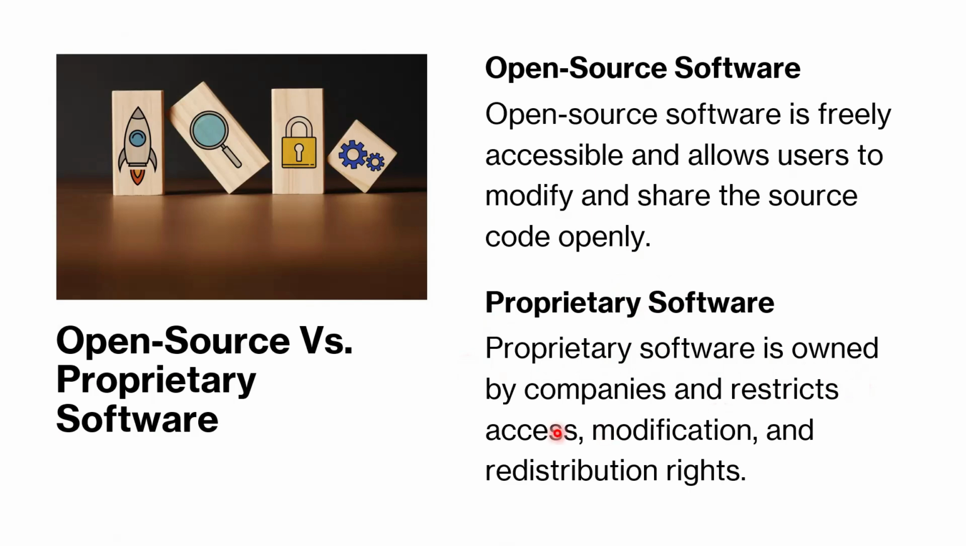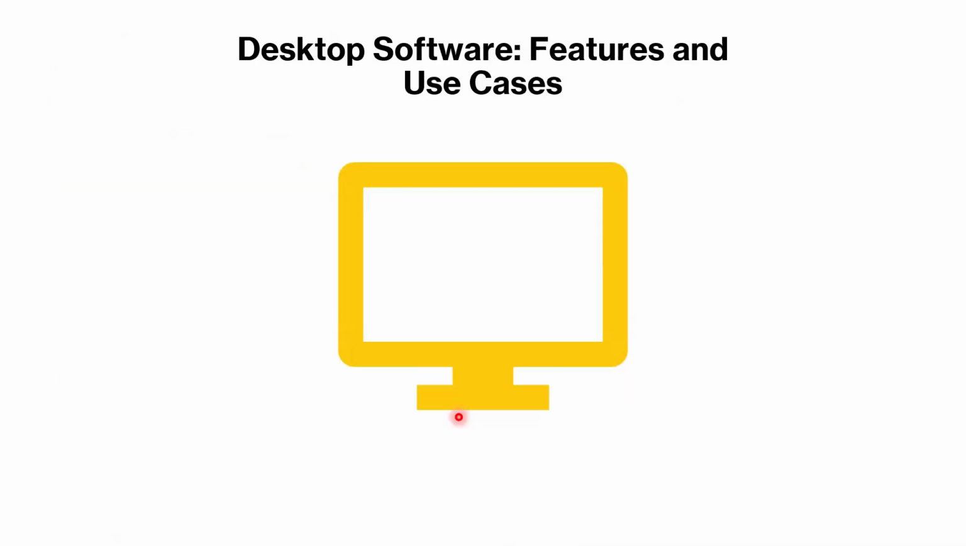Proprietary software is owned by companies and restricts access, modification, and redistribution rights. Proprietary software we cannot access, like the applications used by government agencies, inside the government sector or inside any company. These applications are not created for public use, so they are not available. This software is very critical, and its security is very crucial.